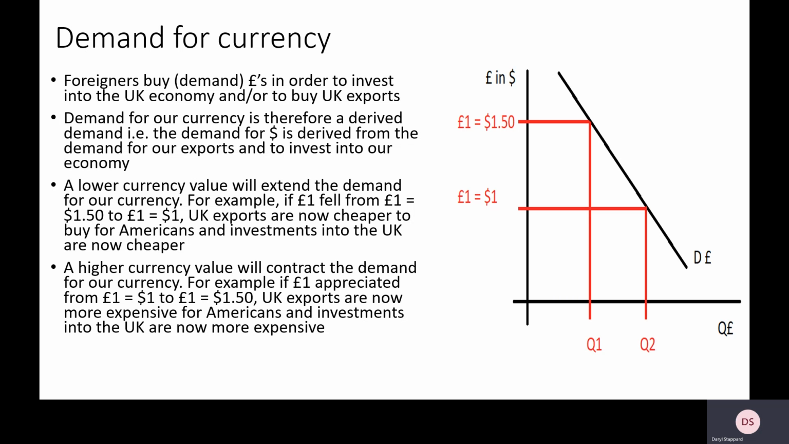Imagine we go from £1 equals $1.50 to £1 equals $1. Now what's happened here is the pound has depreciated in value. So it now means that there's going to be an increase in demand for our currency overseas. We're going to get an extension in demand. And think about why. When the pound loses value against the US dollar, American people have got to sacrifice less of their own currency to buy our currency.